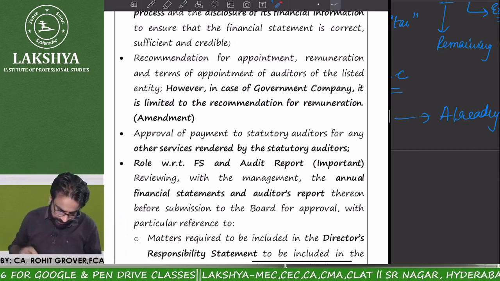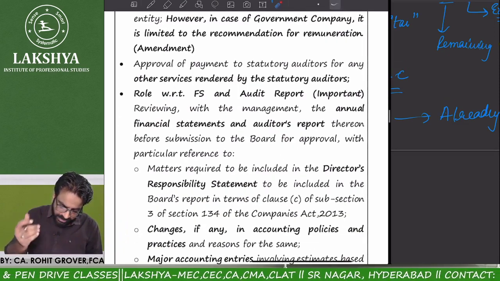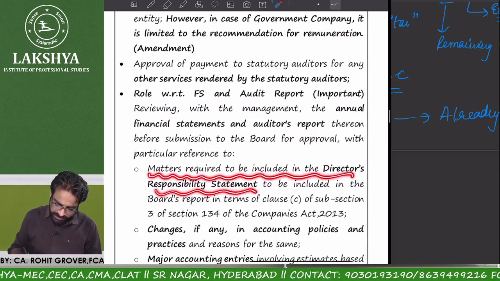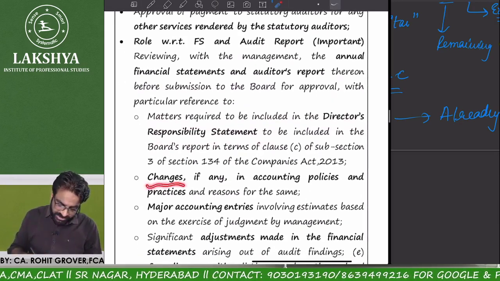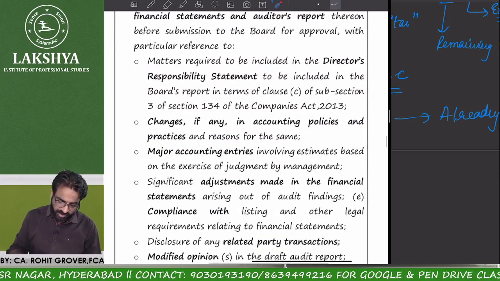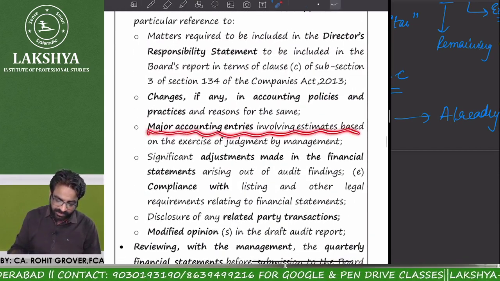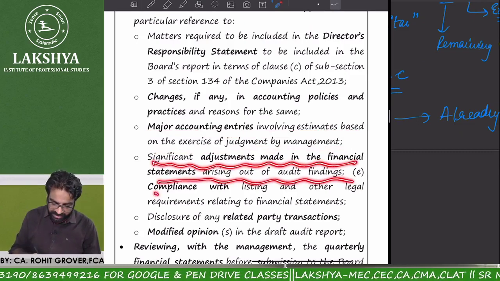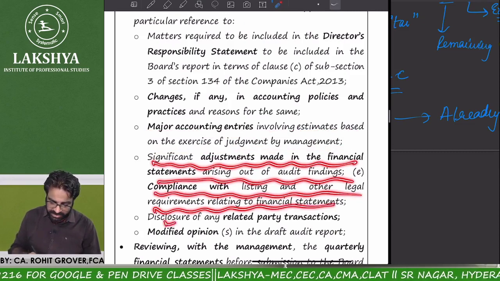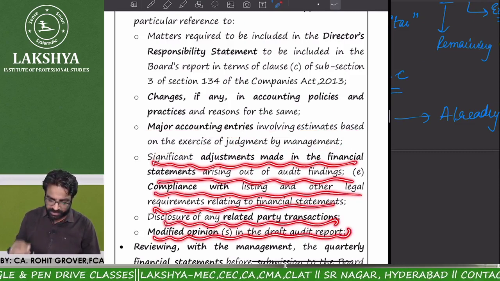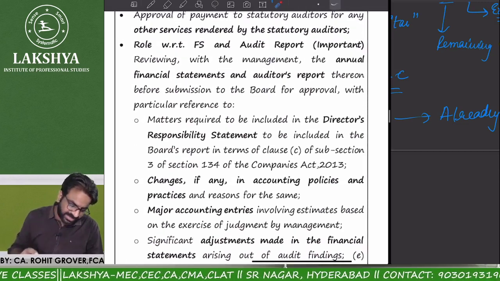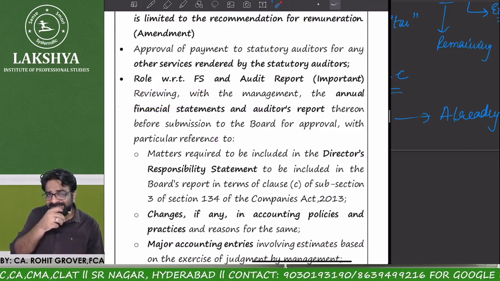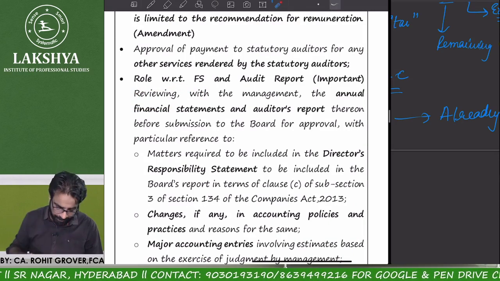Yes, everyone? Okay, now let us understand the next thing. What are the matters required to be included in the director responsibility statement that it is going to review? Changes, if any, in the accounting policies and practices and the reasons for the same, major accounting entries involving estimates based on exercise of judgment by the management, significant adjustments made in the financial statement arising out of audit findings, compliance with the listing and other legal requirements, disclosure of any related party transactions, and modified opinion in the draft audit report. So these are the various things which are required to be first reviewed by whom? Audit committee, before these things are sent to the board of directors for approval. Clear?